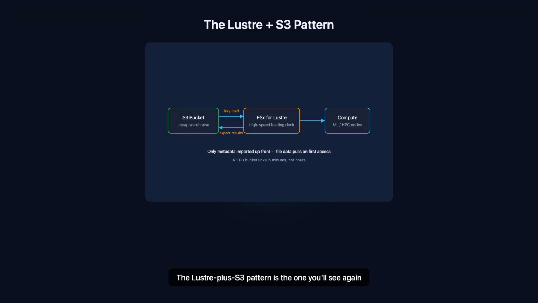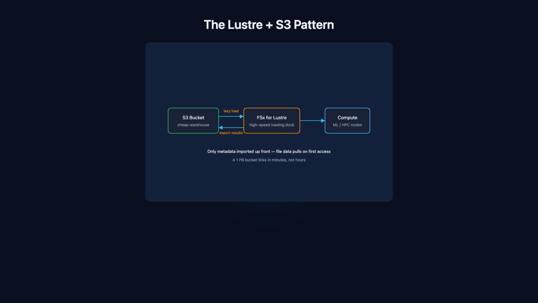The Lustre plus S3 pattern is the one you'll see again and again. Think of S3 as a massive, cheap warehouse where your raw data lives. FSx for Lustre is the high-speed loading dock right next to your factory floor. You don't copy the whole warehouse to the dock up front. You link Lustre to the S3 bucket, and only the metadata comes across immediately. The actual file contents get pulled from S3 on first access. That's lazy loading. Your compute nodes then read at Lustre speeds, and when the job's done, results export automatically back to S3. Because nothing copies up front, a Lustre file system linked to a 1 petabyte bucket comes up in minutes, not hours.